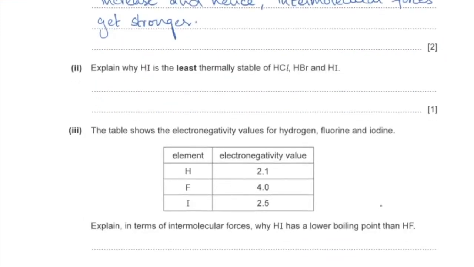Part 2, explain why HI is the least thermally stable of HCl, HBr, and HI. So HI has got the lowest bond enthalpy, or energy required to break the bond. That's why it requires the least temperature to break the bond.